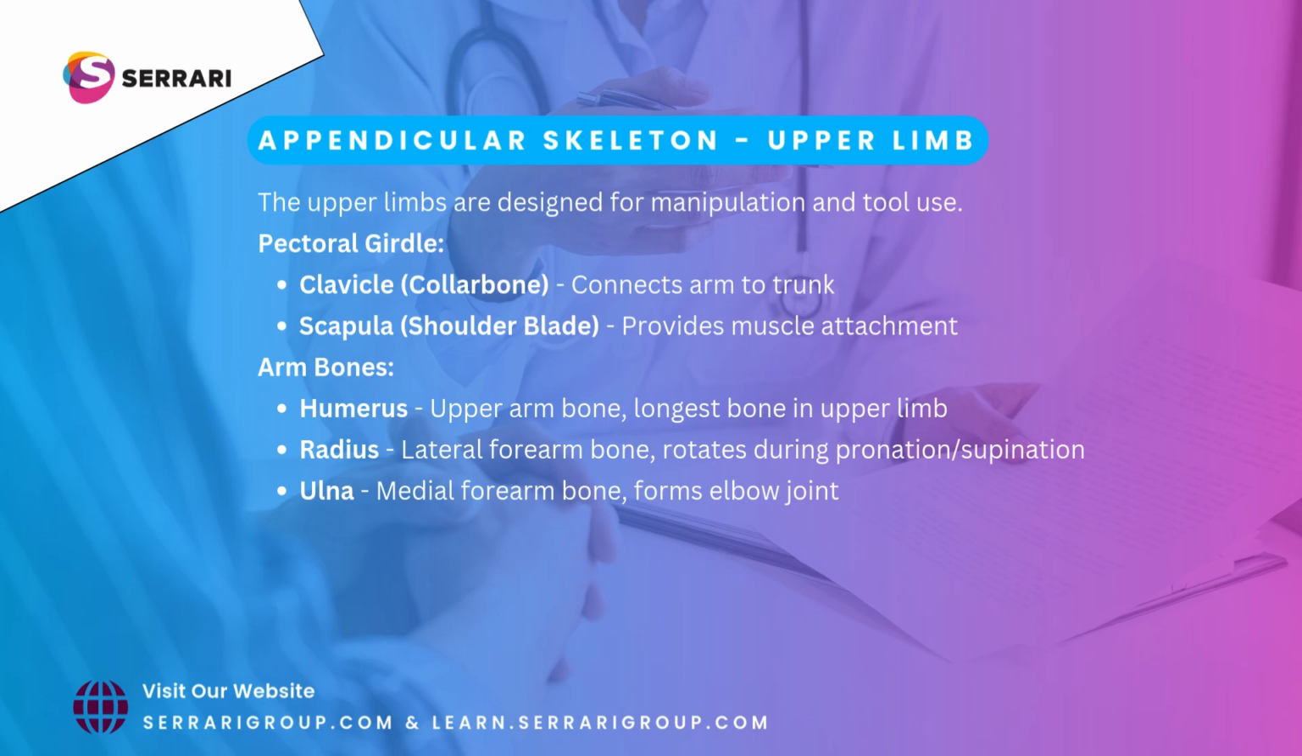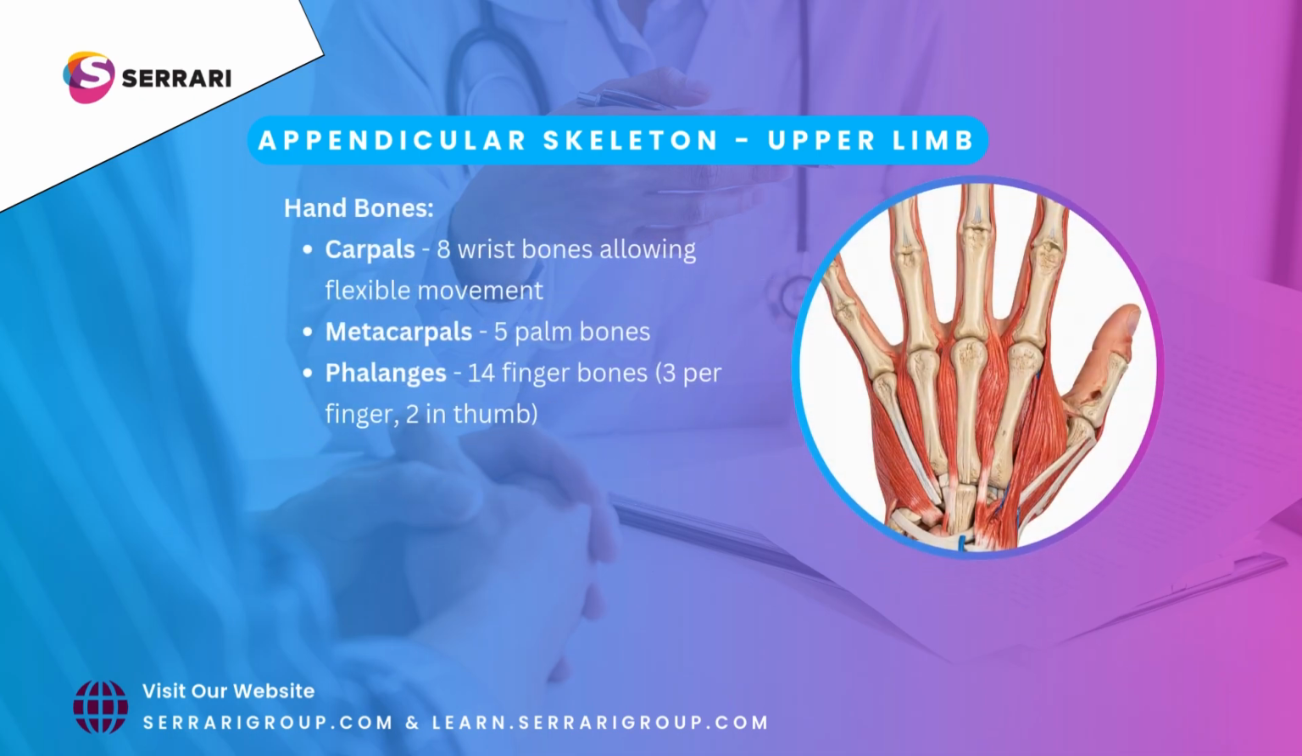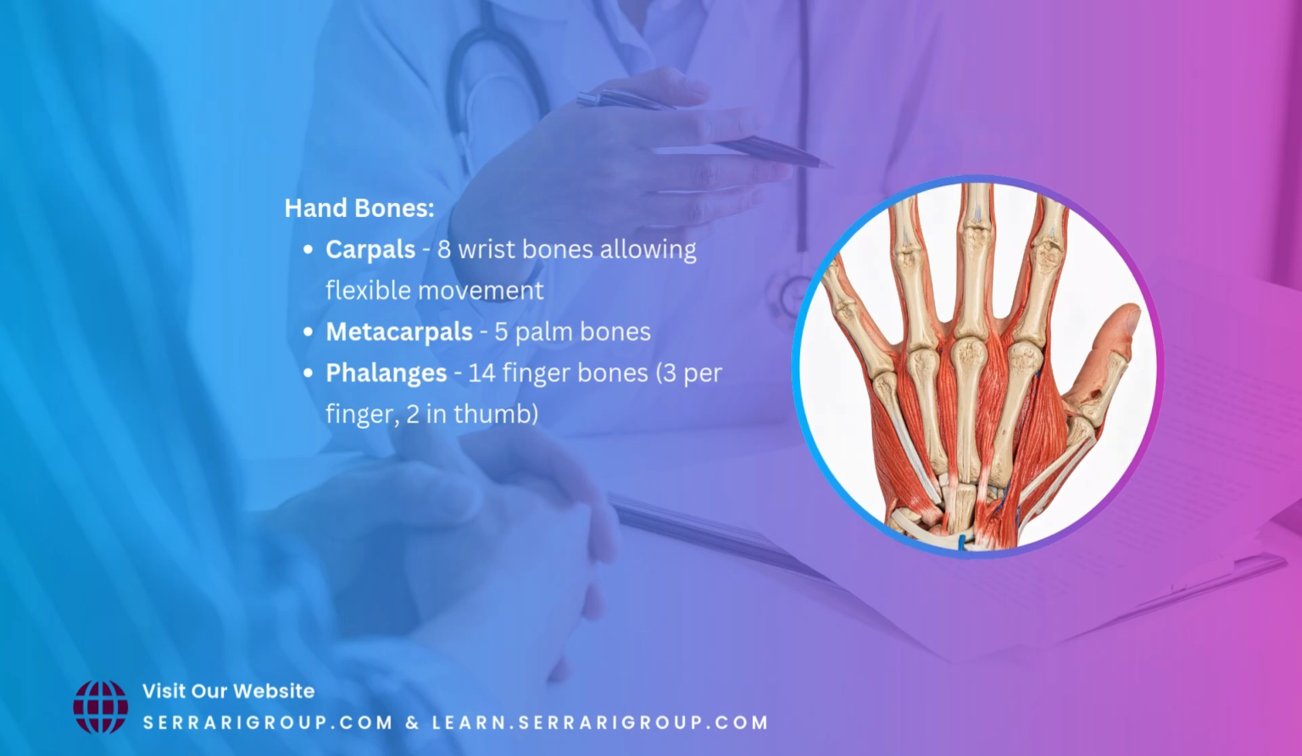Radius, lateral forearm bone, rotates during pronation/supination. Ulna, medial forearm bone, forms elbow joint. Hand bones. Carpals, 8 wrist bones allowing flexible movement. Metacarpals, 5 palm bones. Phalanges, 14 finger bones, 3 per finger, 2 in thumb.